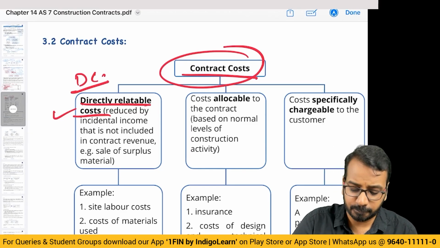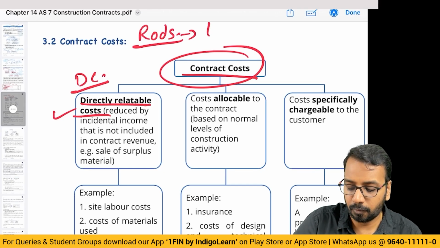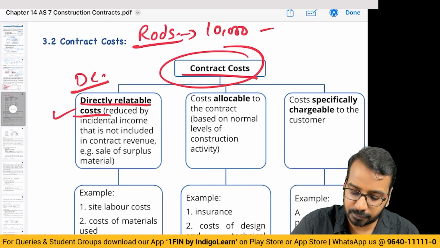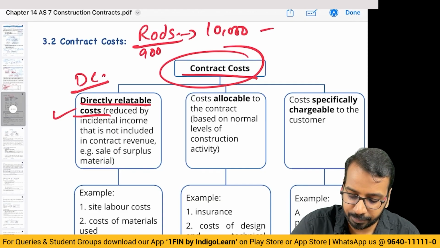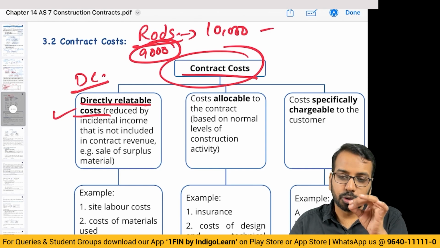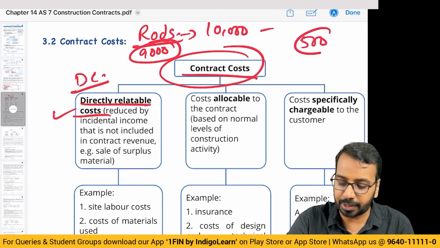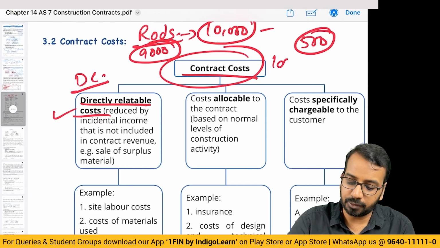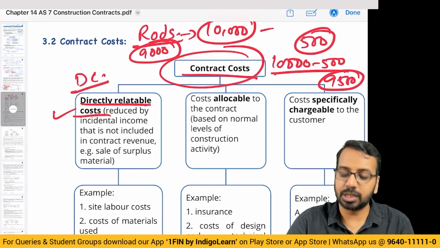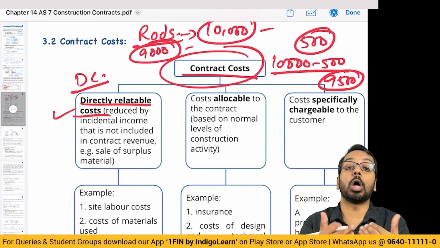Sometimes what happens is, let us say you sent iron rods worth 10,000 for the contract work. Out of this, only 9,000 worth of rods were used and the remaining is scrap, which you sold off for 500. So what you will do, 10,000 minus 500, 9,500 is what you will consider as a part of the cost, assuming the remaining 500 are normal losses.